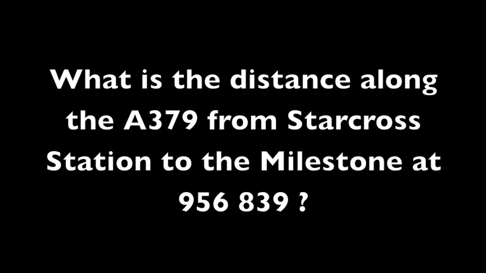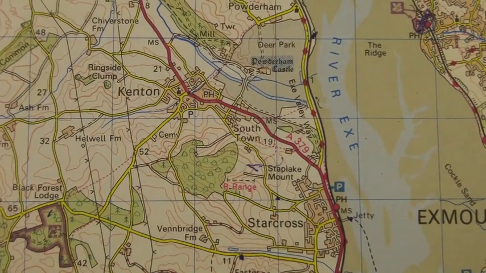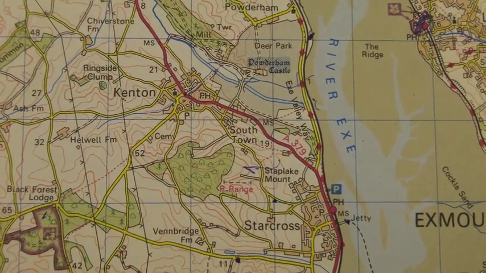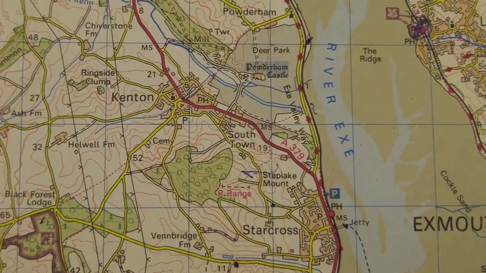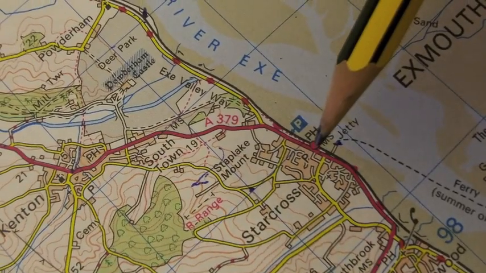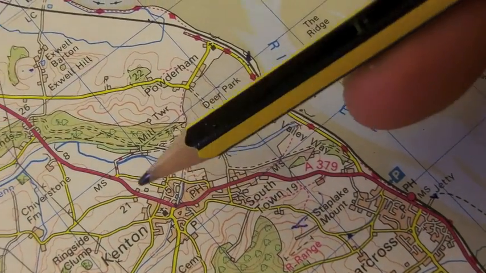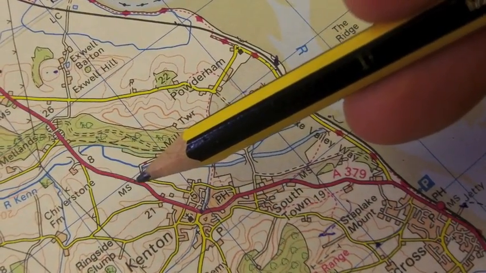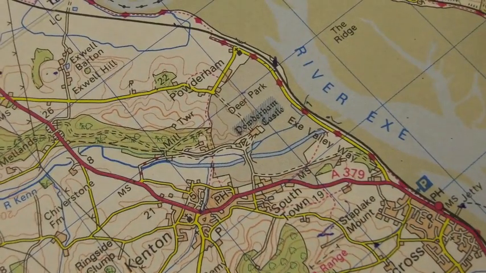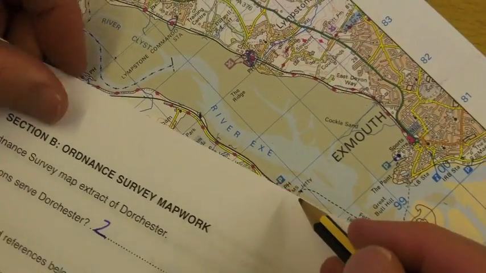Another example. What is the distance along the A379 from Starcross Station to the milestone at 956839? This one is more difficult because there are more bends. So from here, along this road, I am estimating about 3 kilometres. We're going to start here.